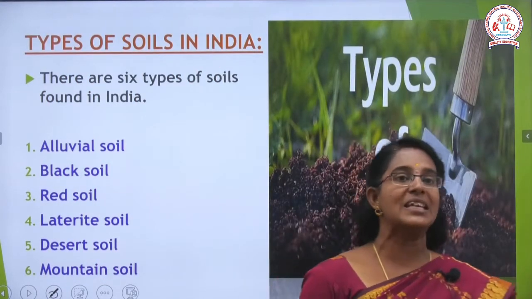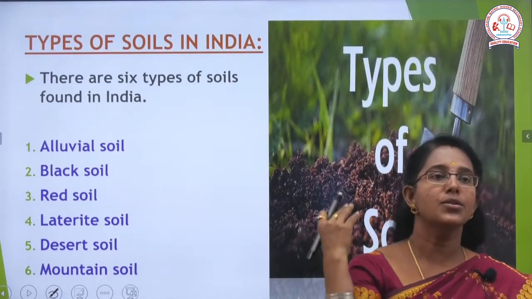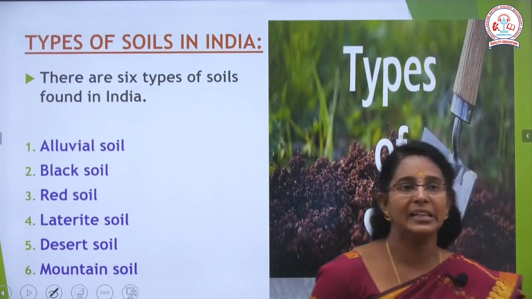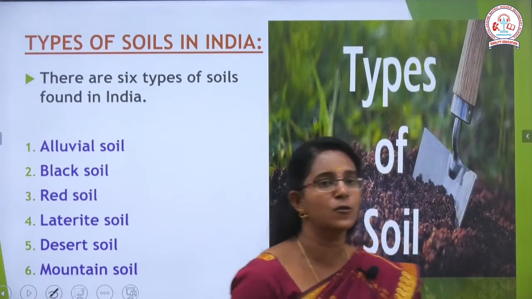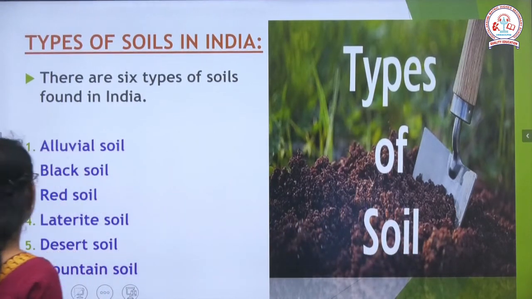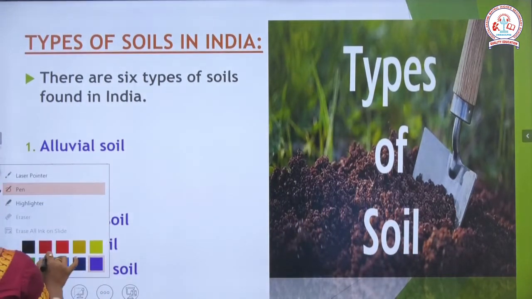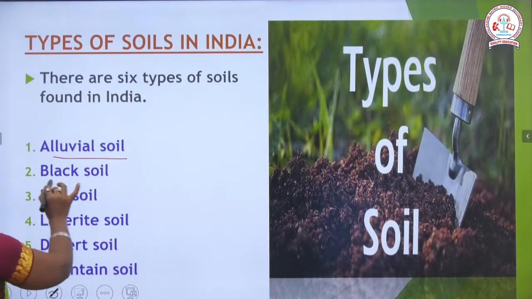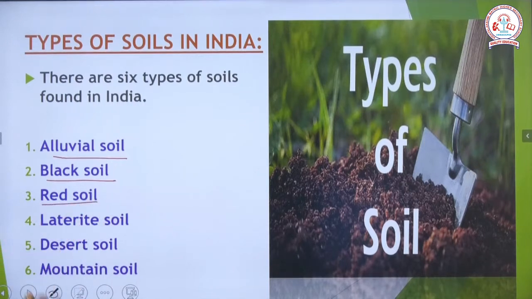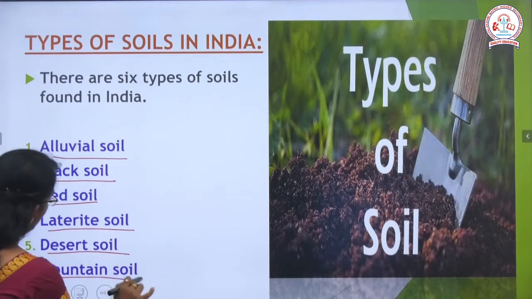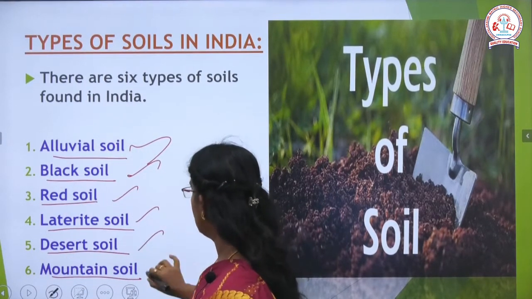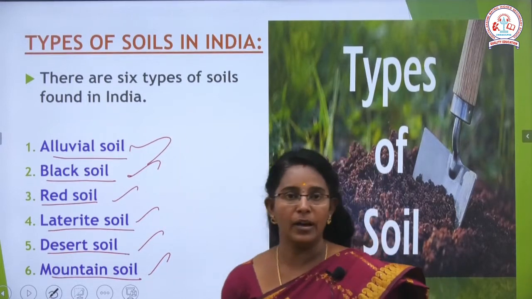And then next we are going to see the types of soil in India. Soils are of 6 types in India. What are they? There are 6 types of soils found in India: alluvial soil, black soil, red soil, laterite soil, desert soil, mountain soil. So these are the 6 important types of soil.